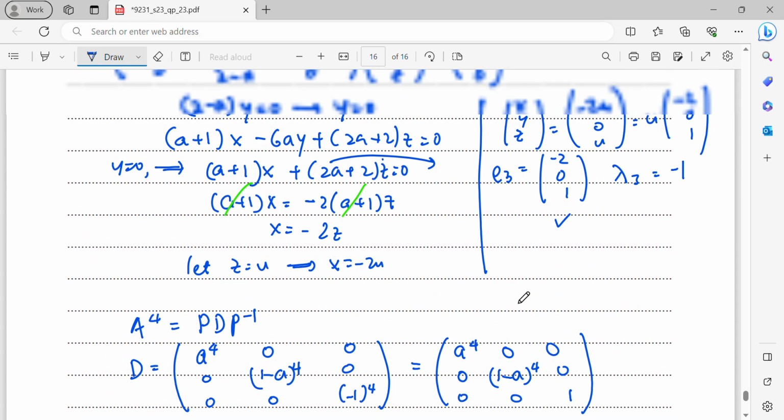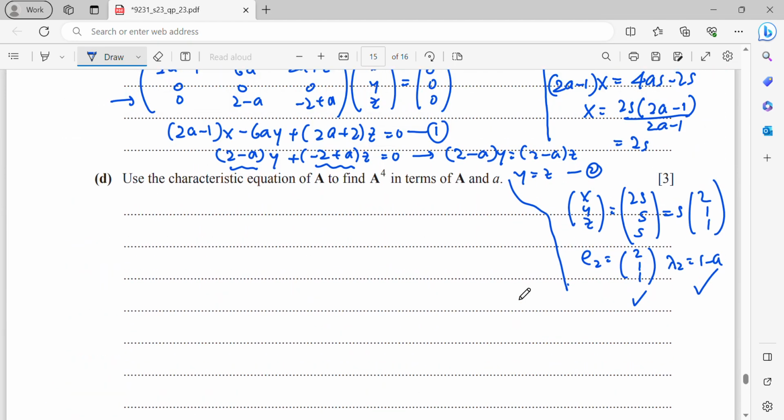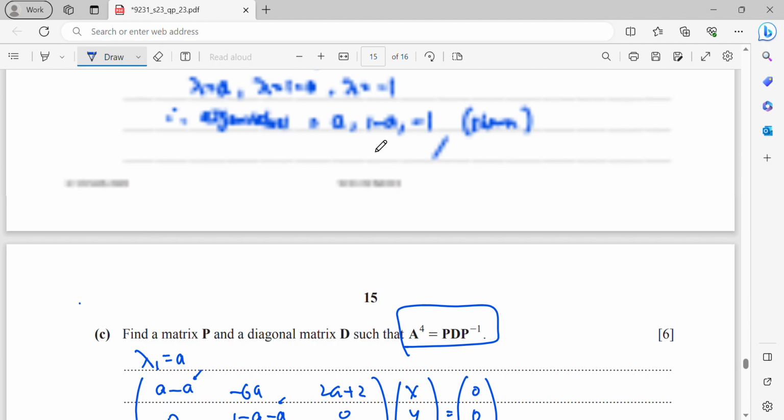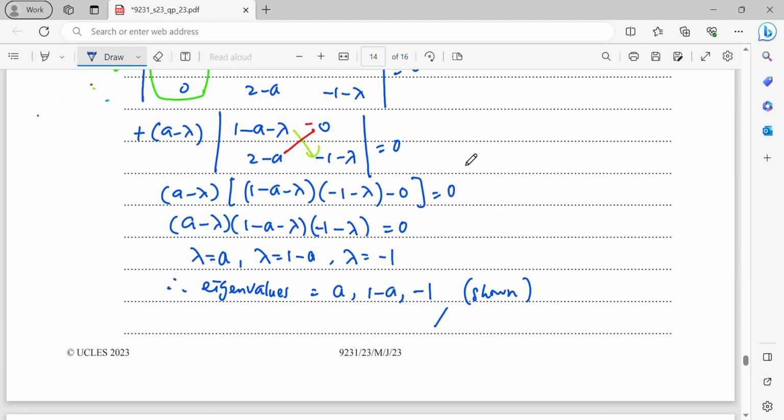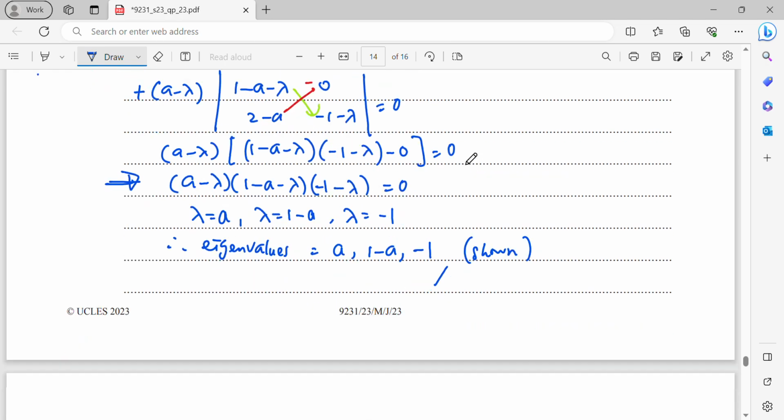Alright, so let's move on to one more part here, D. Which means now, use the characteristic equation of A to find A power 4 in terms of matrix A and the small letter A. Alright, so now we need to refer back to our characteristic equation. This is a characteristic equation.